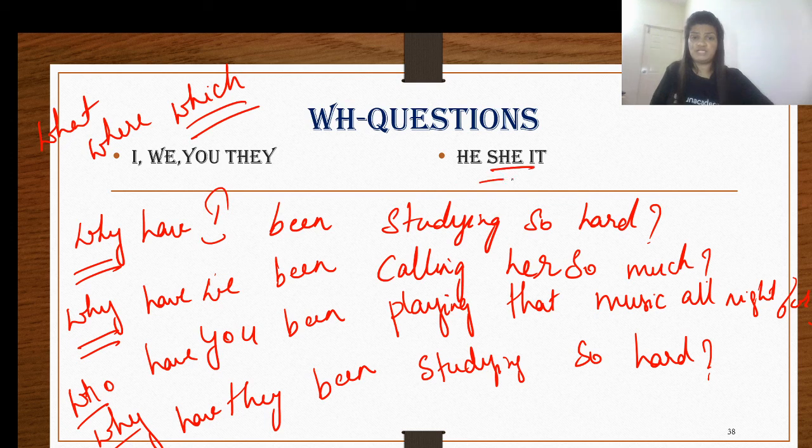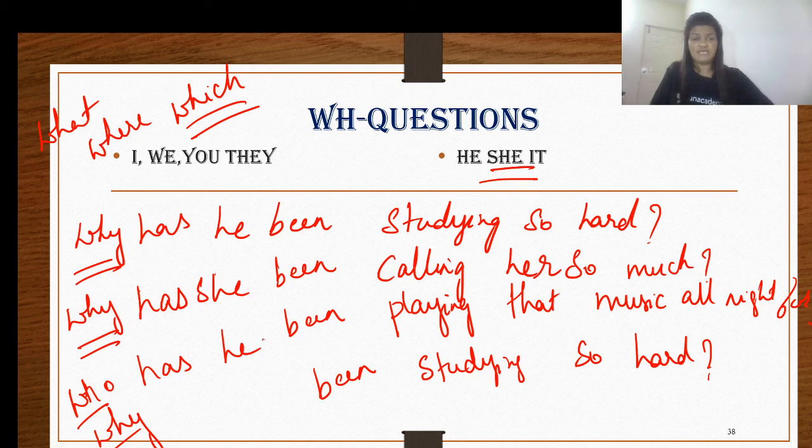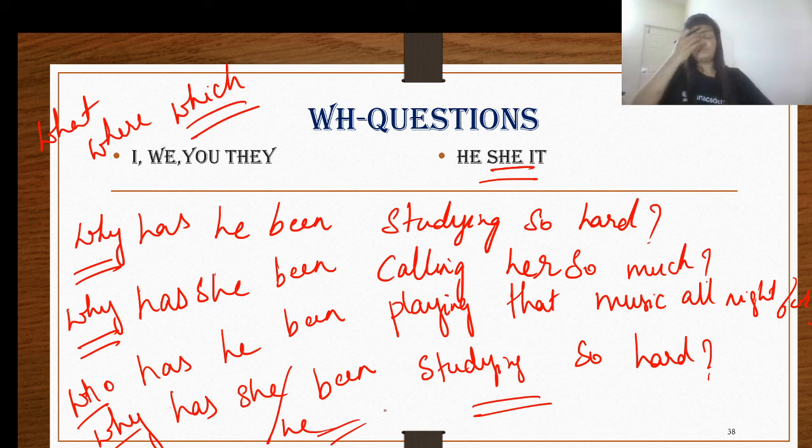With the subjects he, she, and it, the verb changes into plus s. The verb changes into plus s, which is has. Why has he been studying so hard? Why has she been calling her so much? Who has he been playing the music all night for? Why has she been studying so hard, or he? So that is how you frame your questions with this usage.